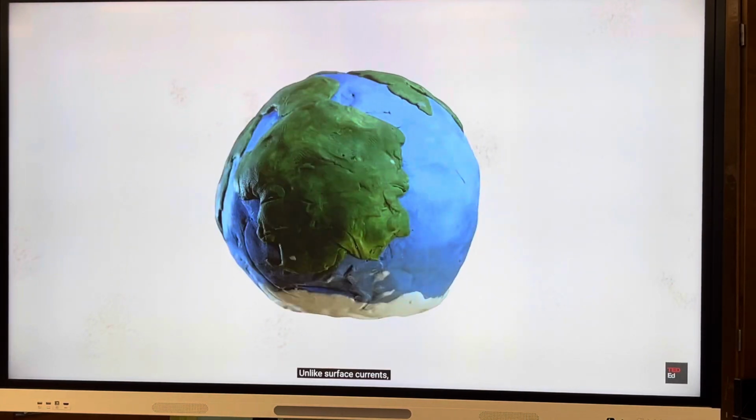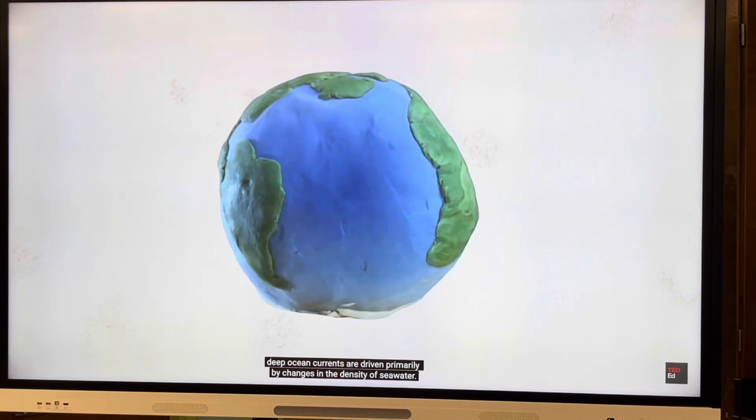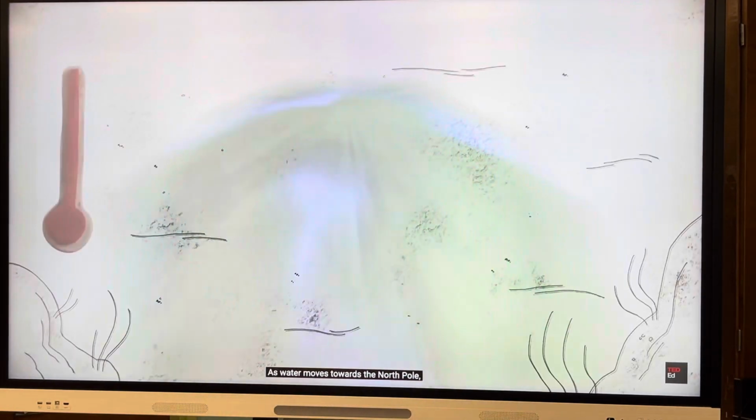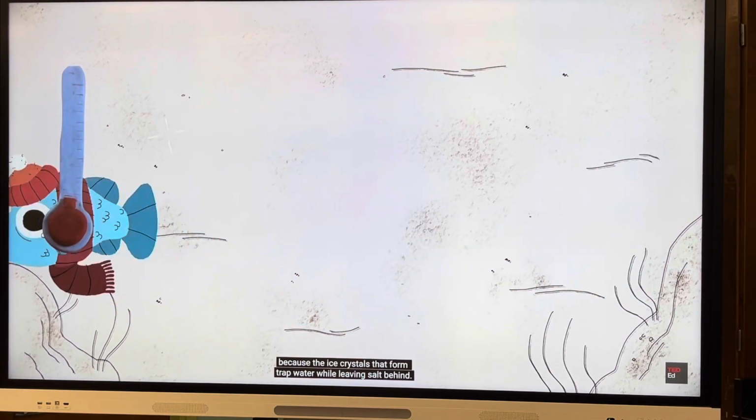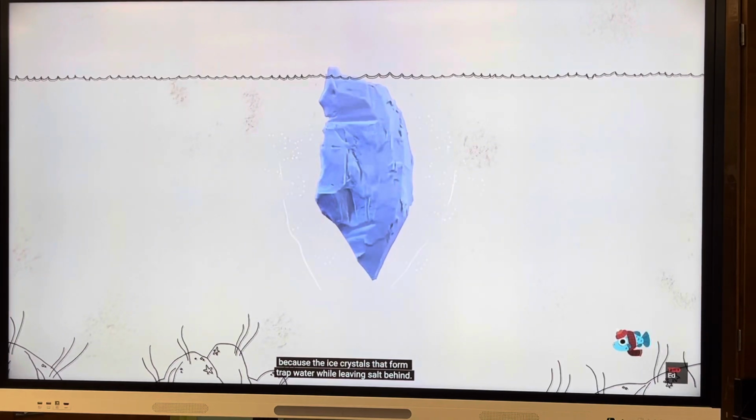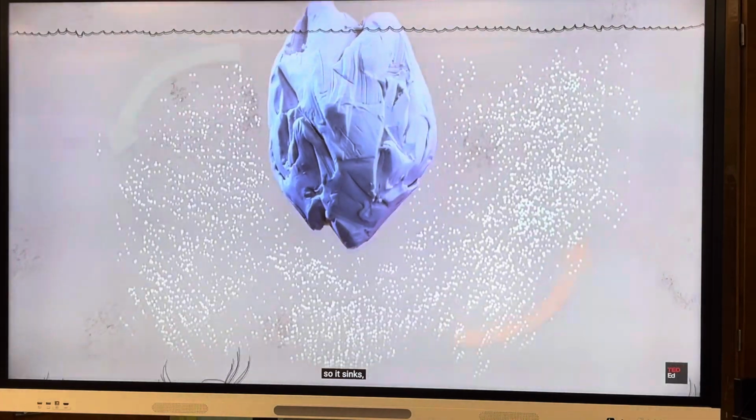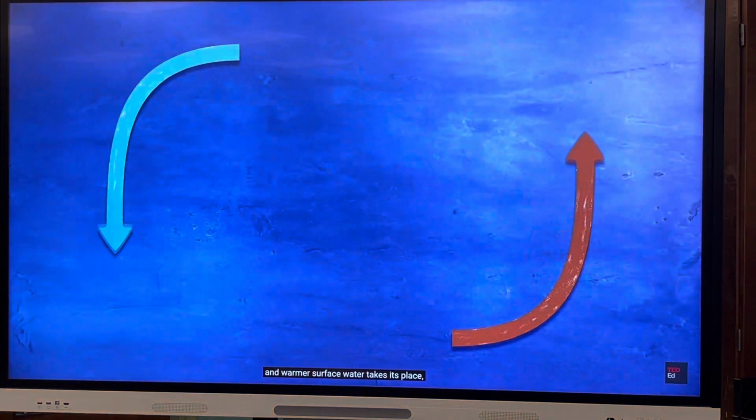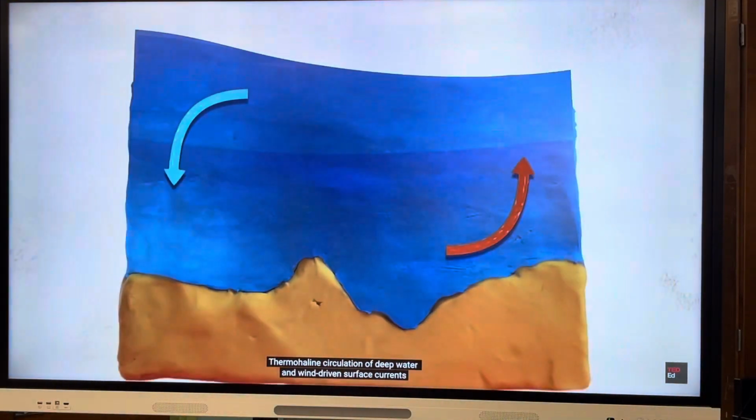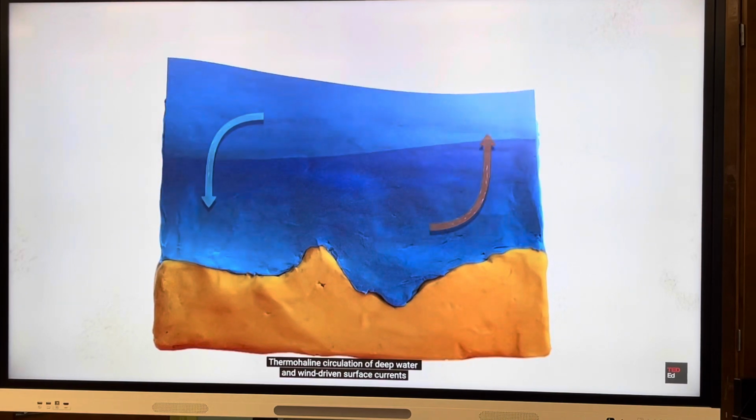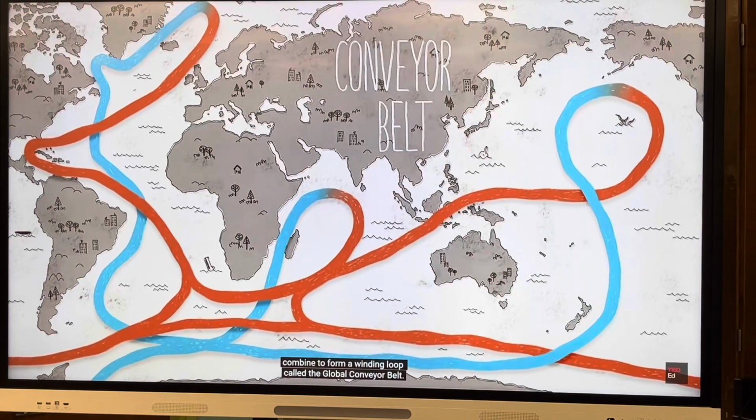Unlike surface currents, deep ocean currents are driven primarily by changes in the density of seawater. As water moves towards the North Pole, it gets colder. It also has a higher concentration of salt, because the ice crystals that form trap water while leaving salt behind. This cold, salty water is more dense, so it sinks, and warmer surface water takes its place, setting up a vertical current called thermohaline circulation. Thermohaline circulation of deep water and wind-driven surface currents combine to form a winding loop called the global conveyor belt.